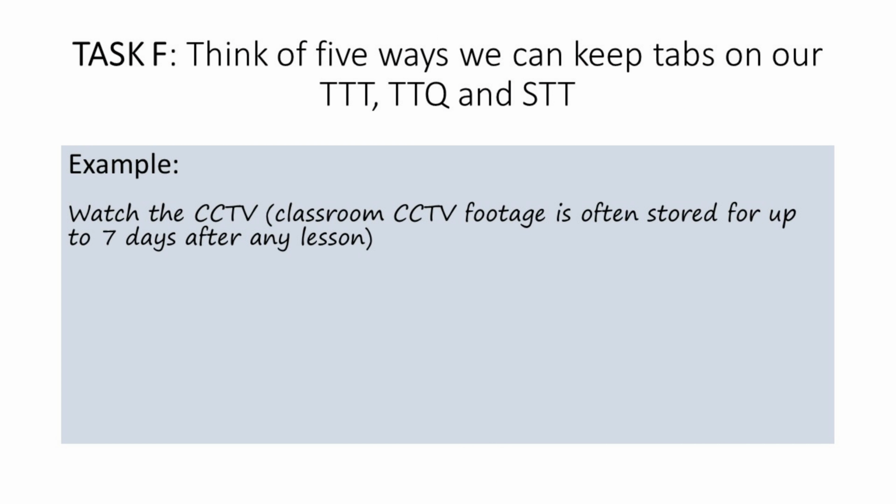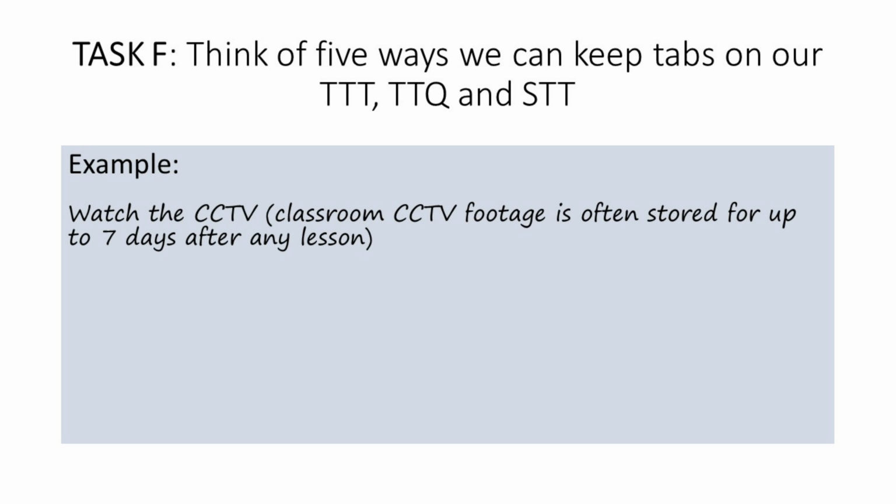And now we're going to move on to task F, which is geared towards professional development as teachers. And so it's all very well knowing how we can reduce TTT and increase STT, but how can we keep tabs on it? How can we monitor the amount of TTT we're producing and STT that is going on and the quality of our talk in class? So we're going to think of 5 ways we can keep tabs on this.